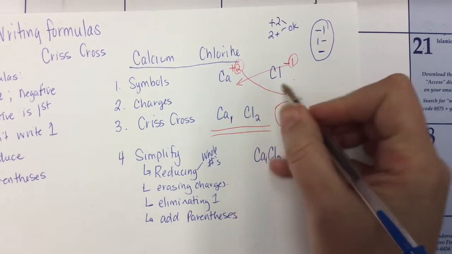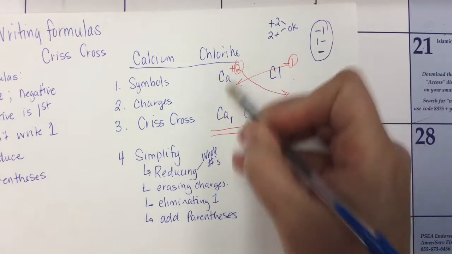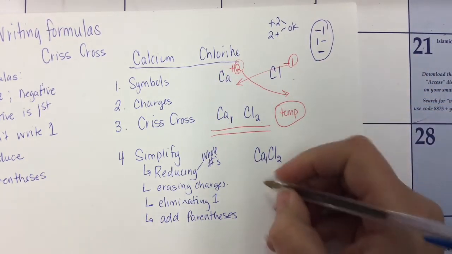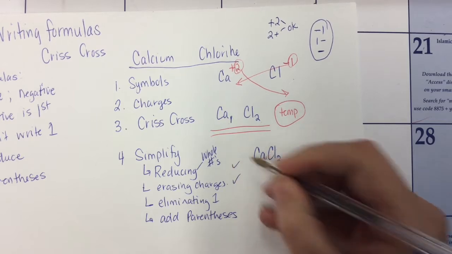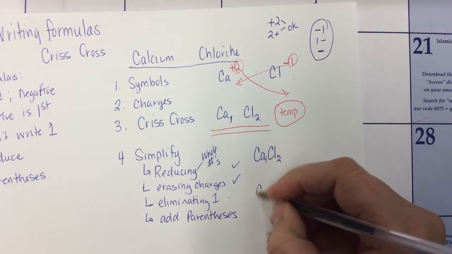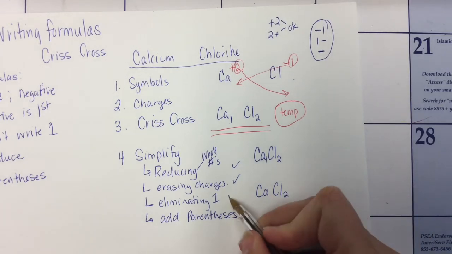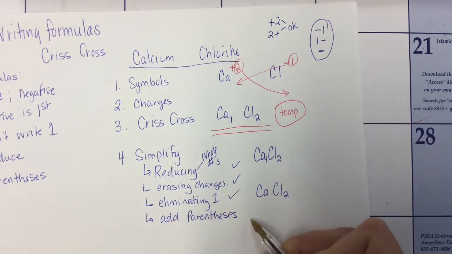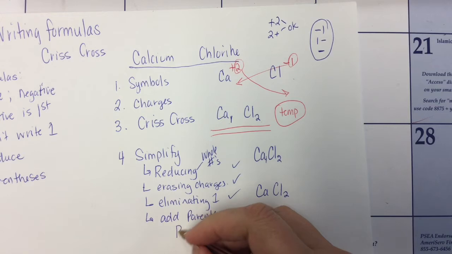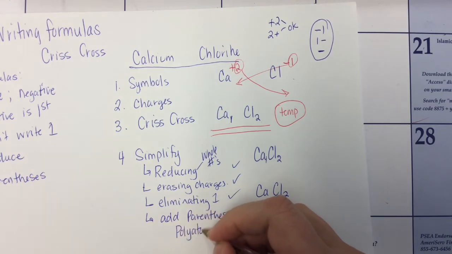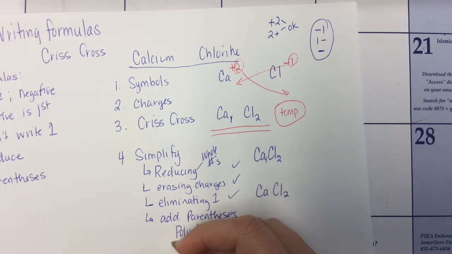I'm going to erase the charges. These charges up here do not continue on. The plus and the minus disappear. I don't need to worry about that, so that's done. I'm going to eliminate my 1, so it's going to be CaCl2. That's what I've done with eliminating the 1s. And then adding parentheses. This is only when you have a polyatomic. And a polyatomic is more than one capital letter.